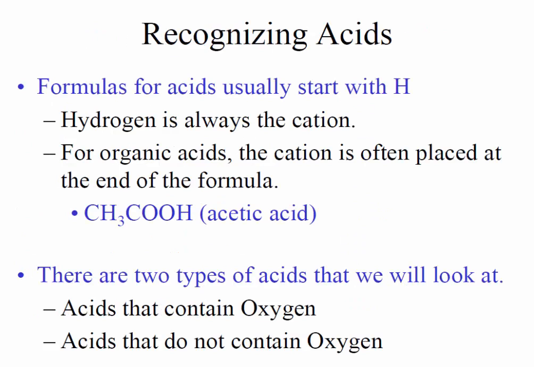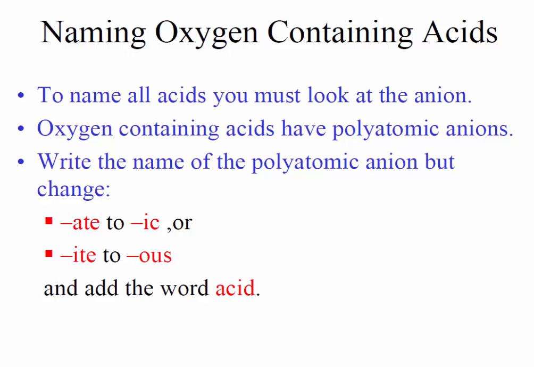Okay, let's talk about acids. So first you want to recognize when you have an acid, formulas for acids usually start with a hydrogen. Hydrogen is the cation, and you will have an anion as well. And there are two types of acids that you can think about. There's acids that contain oxygen and acids that do not contain oxygen.